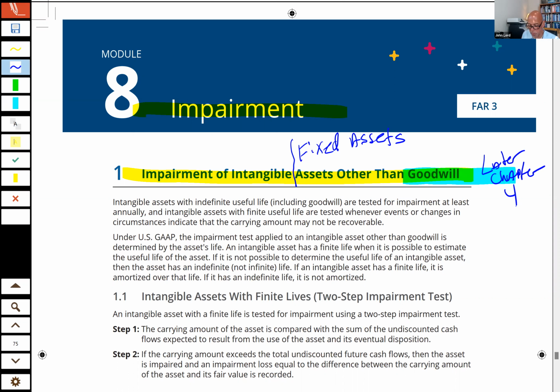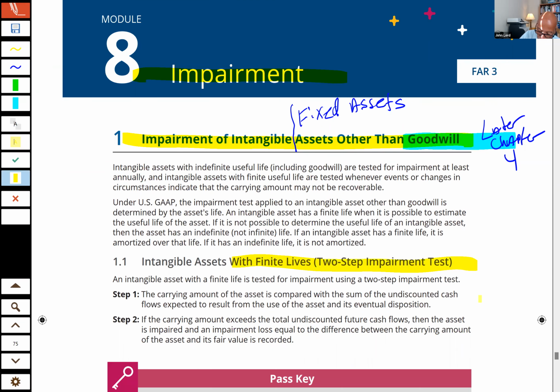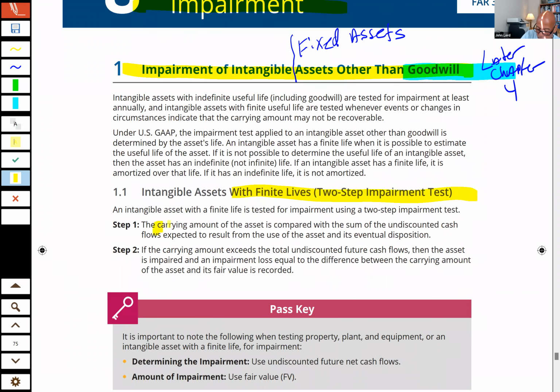Okay, so impairment of both intangible assets. Remember, intangible assets are things like patents, copyrights, that sort of thing. And then, of course, you know that fixed assets are property, plant, and equipment. Okay, so what we do when we're looking at the impairment for both fixed assets and intangible assets with a finite life, we use a 2-step approach. Okay, and what we do is we look at the carrying amount of the asset and compare that with undiscounted cash flows. So we look at any cash flows that are going to be generated from the use of that asset, add those up, undiscounted.